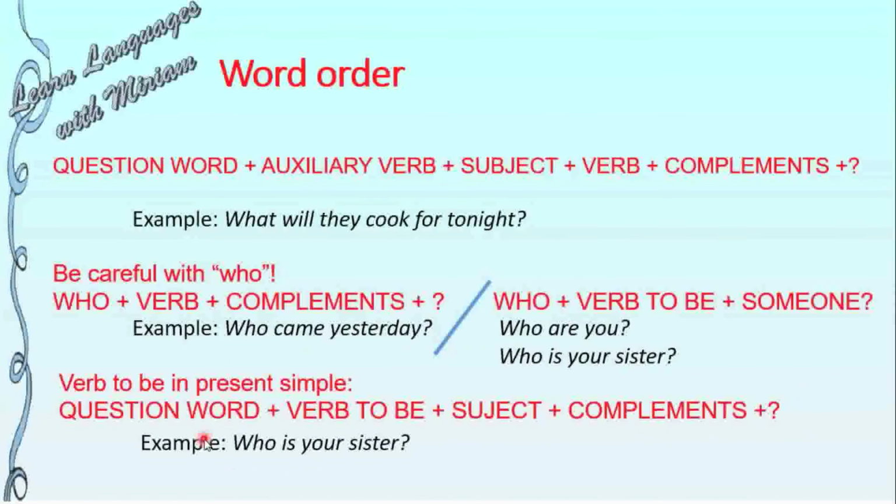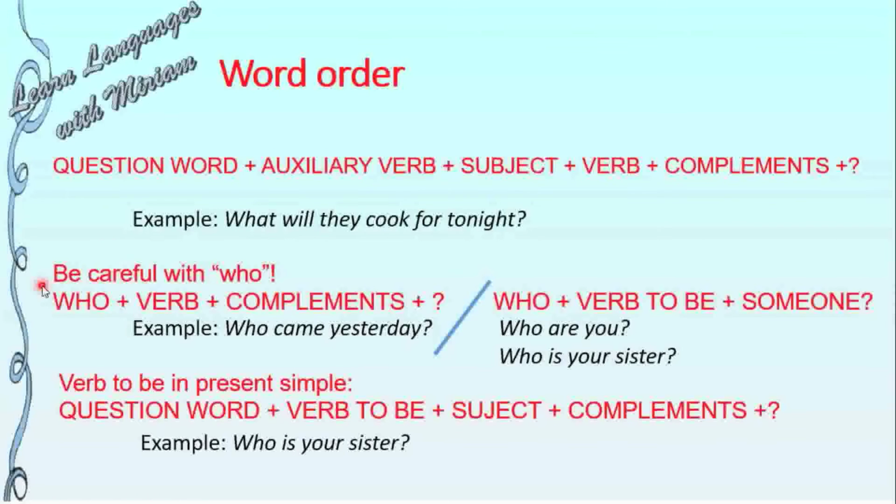So this is the word order that we are going to use. Normally we are going to write this order. First we are going to write the question word plus the auxiliary verb plus the subject plus the main verb plus the complements. For example, what, question word, will, auxiliary verb, they, subject, cook, main verb, for tonight, complements. What will they cook for tonight?